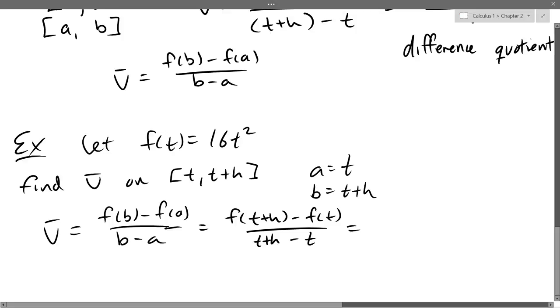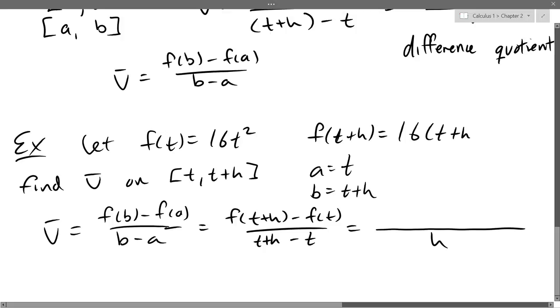So t minus t cancels out. We just get a divided by h. Now, I'm going to plug in t plus h into f. So take t plus h and f it. So what is that? 16 times t plus h, the whole thing squared.